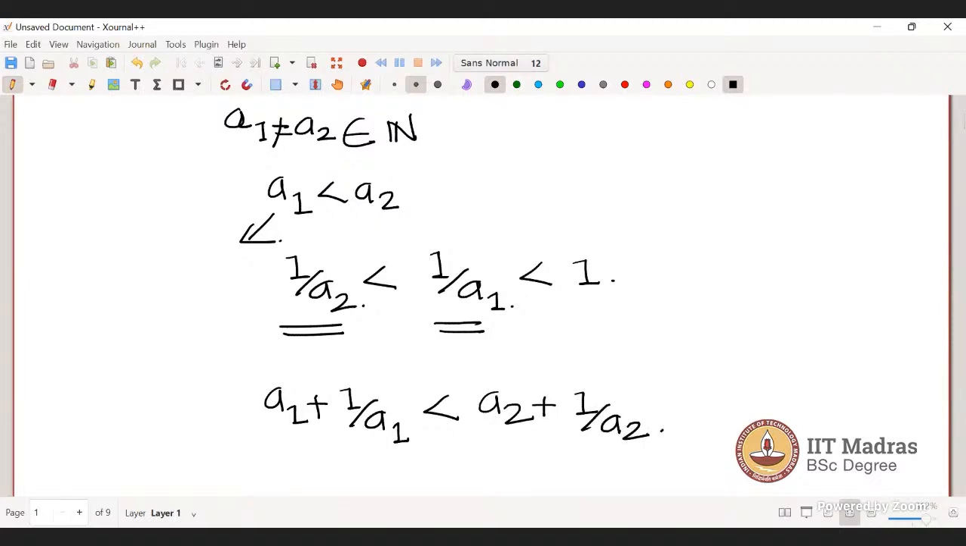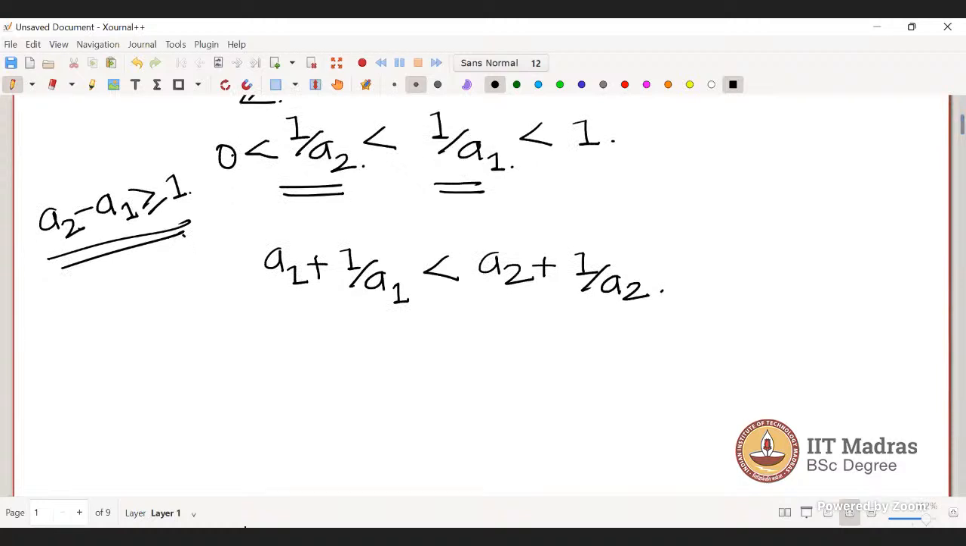Yes, sir. Because see, the difference between A1 and A2 is always greater than or equal to 1, right? And the values of 1 by A2 and 1 by A1 are certainly less than 1. So if I add A1 here, A1 plus 1 by A1 is certainly less than A2 plus 1 by A2. So now this is nothing but f of A1, which is less than f of A2, right? Okay, sir.